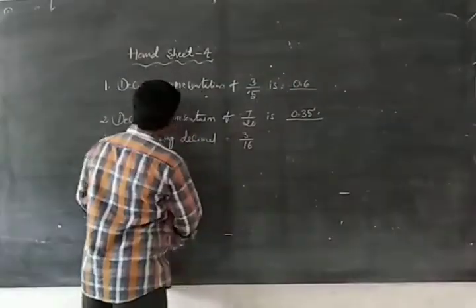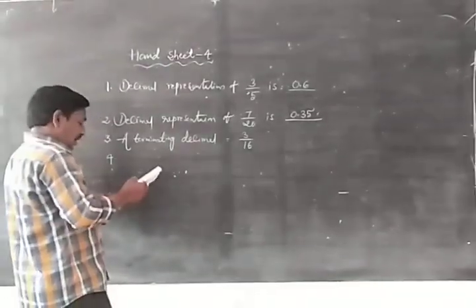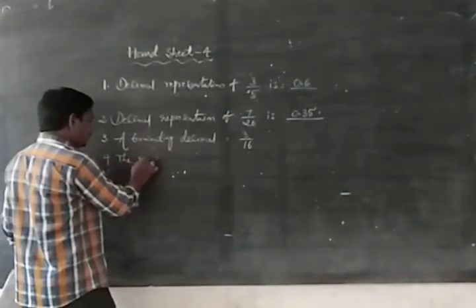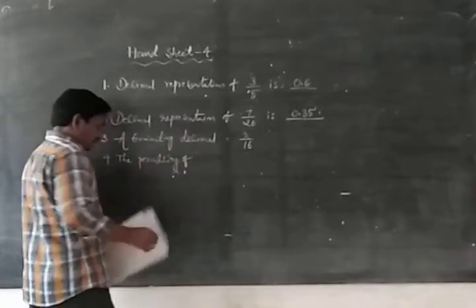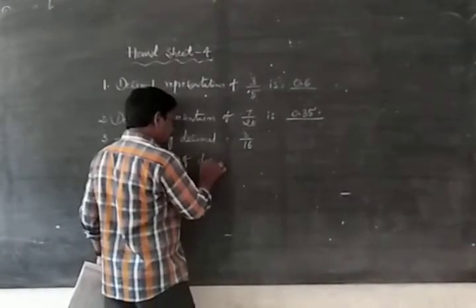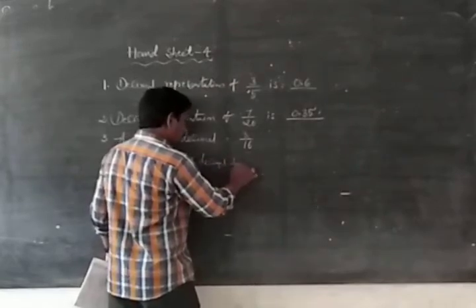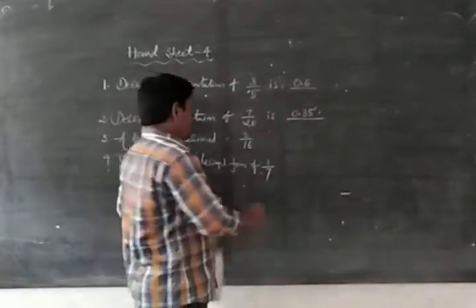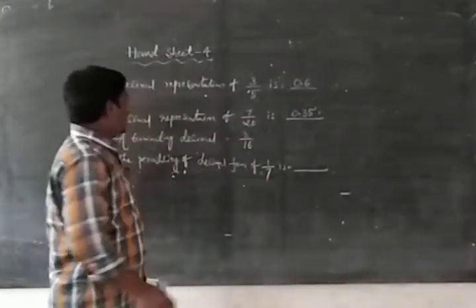Okay. Next, the fourth one. The periodicity of the decimal form of 1 by 7 is dash.